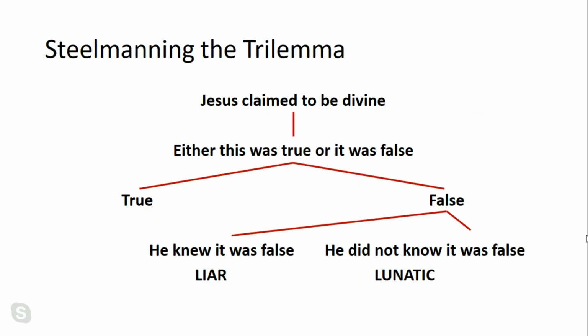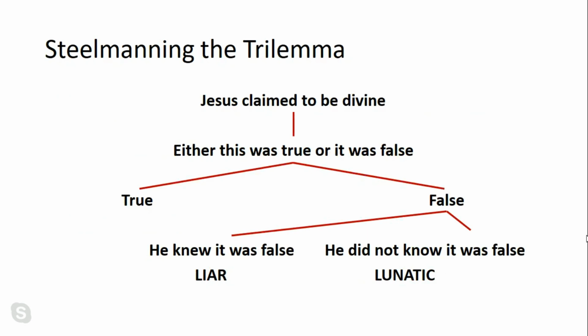So let's steelman the trilemma. We have to start with something that Lewis takes for granted. He doesn't bother to argue it. He thinks it's too obvious to be worth arguing, that Jesus claimed to be divine, in effect at least, by assuming divine prerogatives. Either this was true, that he was divine, or it was false. Let's suppose that it was false. Then one of two things is the case. Either he knew that it was false, or he did not know that it was false.